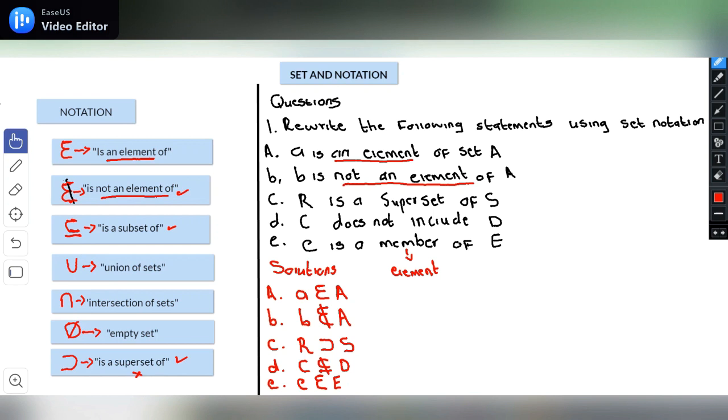So that's how we deal with this type of question. Whenever they say rewrite the following statements using set notation, you have to be familiar with those symbols. So that's it for today's lesson.